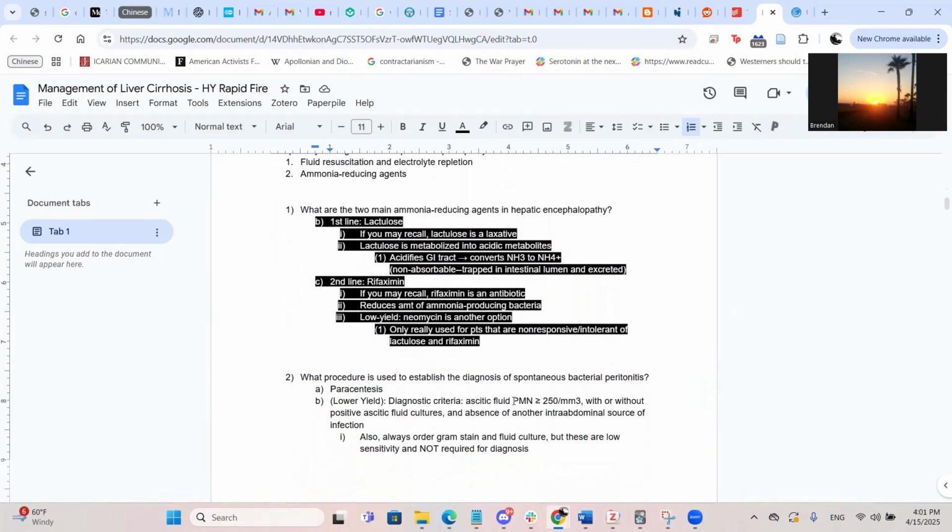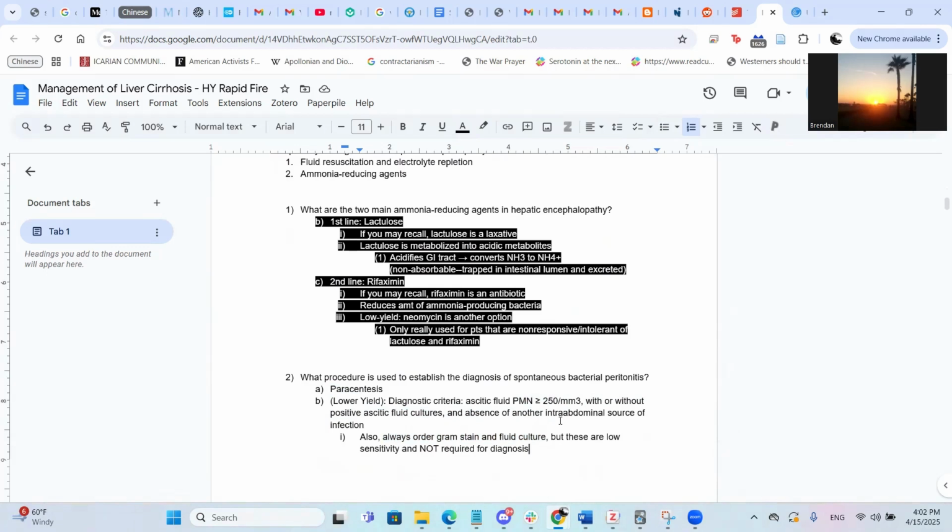This is lower yield, but might just be helpful to know. This is a diagnostic criteria. Notice how it's with or without positive fluid cultures, right? So pragmatically, you're always going to order a gram stain and fluid culture of the ascitic fluid, but because it's so low sensitivity for SBP, they are not required for diagnosis.